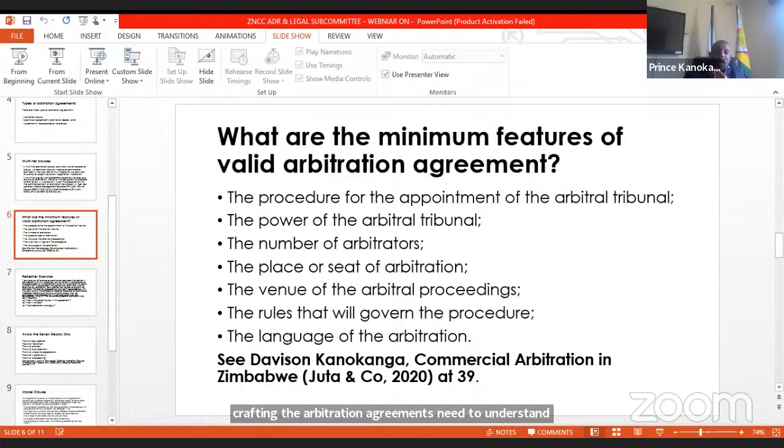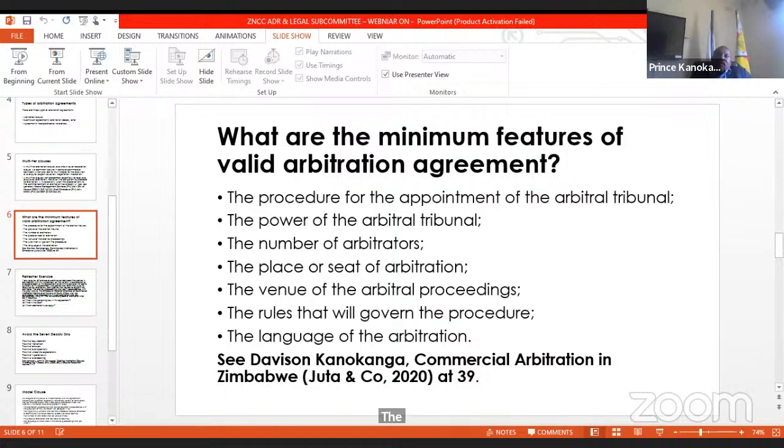Number one is the procedure for the appointment of an arbitral tribunal. How are the parties going to choose the tribunal or the sole arbitrator? Each arbitration agreement should provide for a procedure for the appointment of an arbitral tribunal. It should ideally provide, if it is going to be a sole arbitrator, how the parties are going to appoint the sole arbitrator, and in what timeframes. Ideally the parties are supposed to mutually agree to the appointment of a sole arbitrator. They can come up with a list of names.